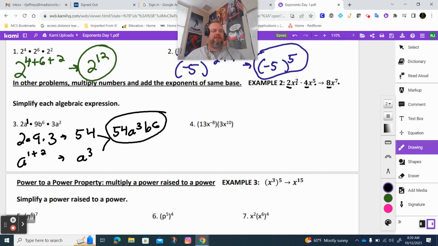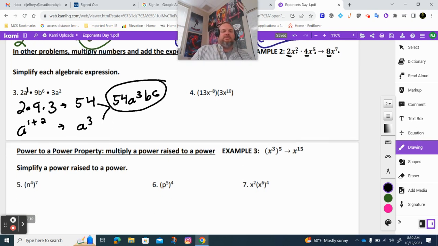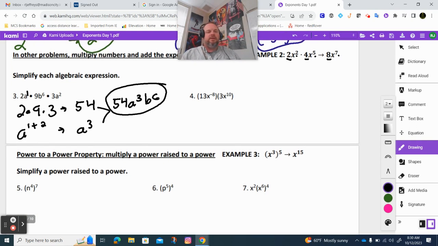Okay. Now, I kind of break mine down. Break it on down. This way, I pull the numbers and I do them in a line. I pull the bases, I do them in a line together, and then I just kind of smush it all together at the end. Okay.